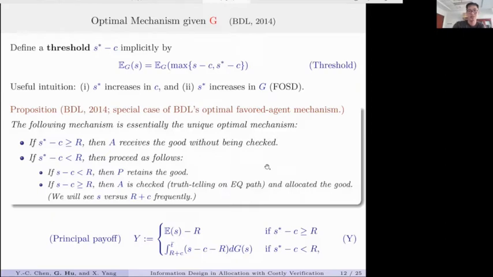Okay. Any question about the mechanism design solution? Okay, so let's proceed.